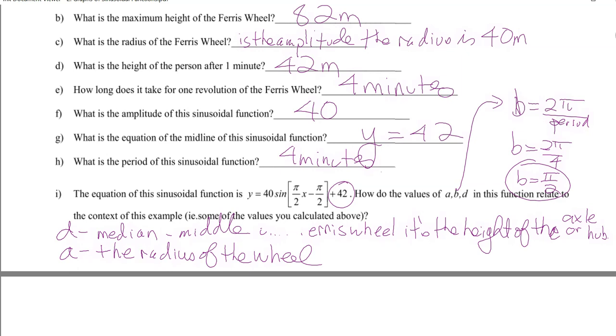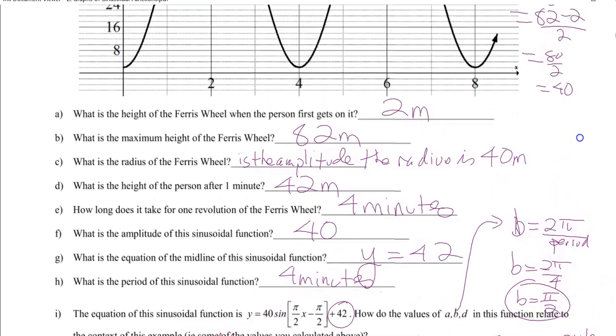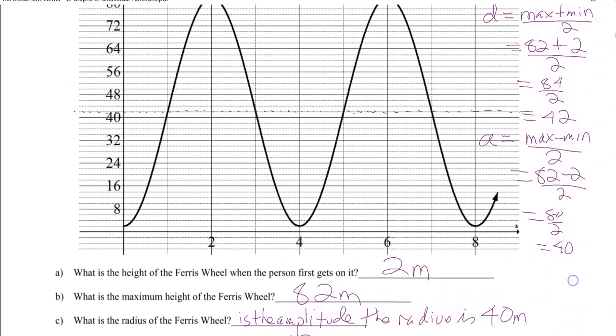Okay? But if you graph this and you set your calculator window to give you this same kind of window, from 0 to 8, 0 to 84 or 90, whatever it is, then what you'll see, it'll look just like this.